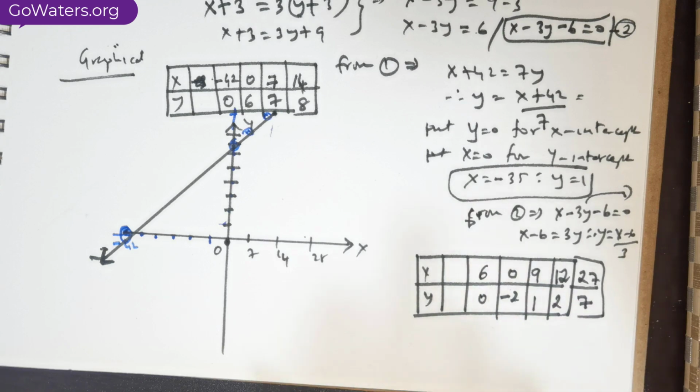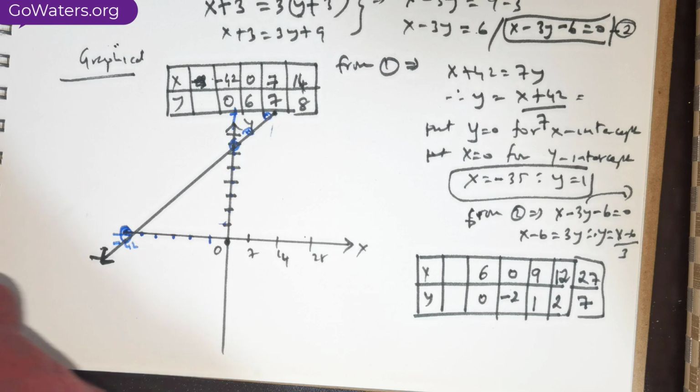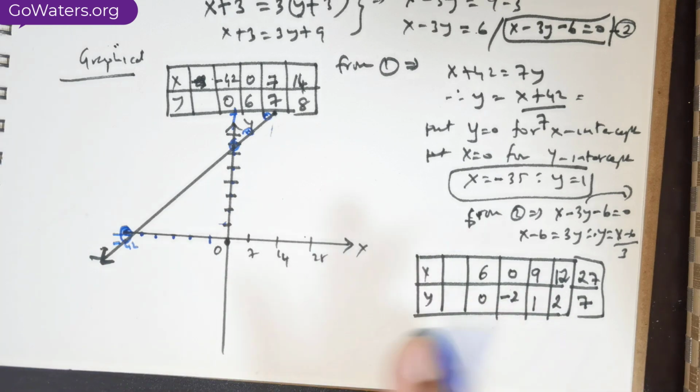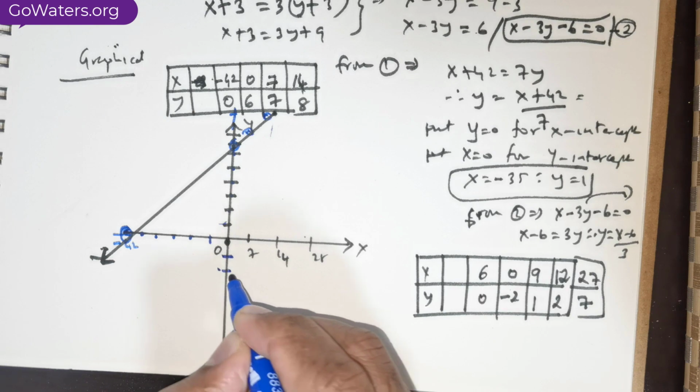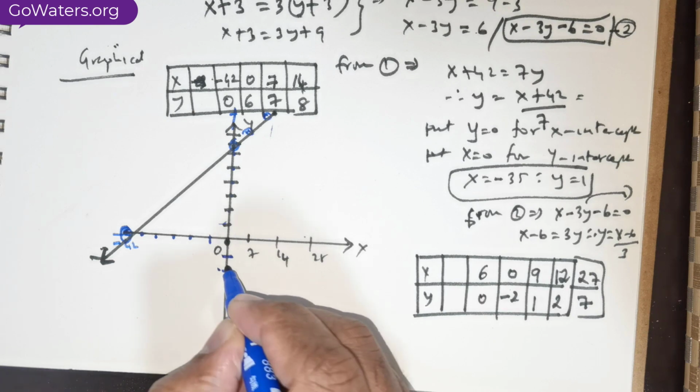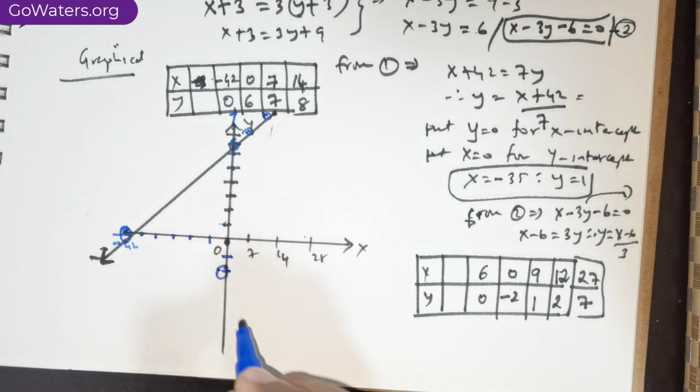So these points are sufficient for me to plot. Go first for x is equal to 0. When x is equal to 0, you're getting negative 2. So it's (0, -2). This is going to be the point, right? So you can actually plot this. Let's just have it as it is.